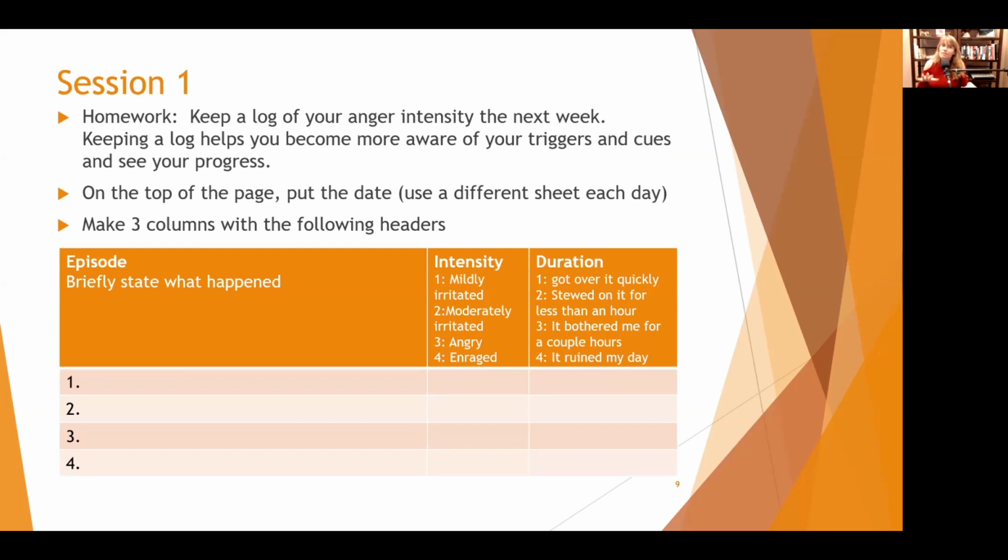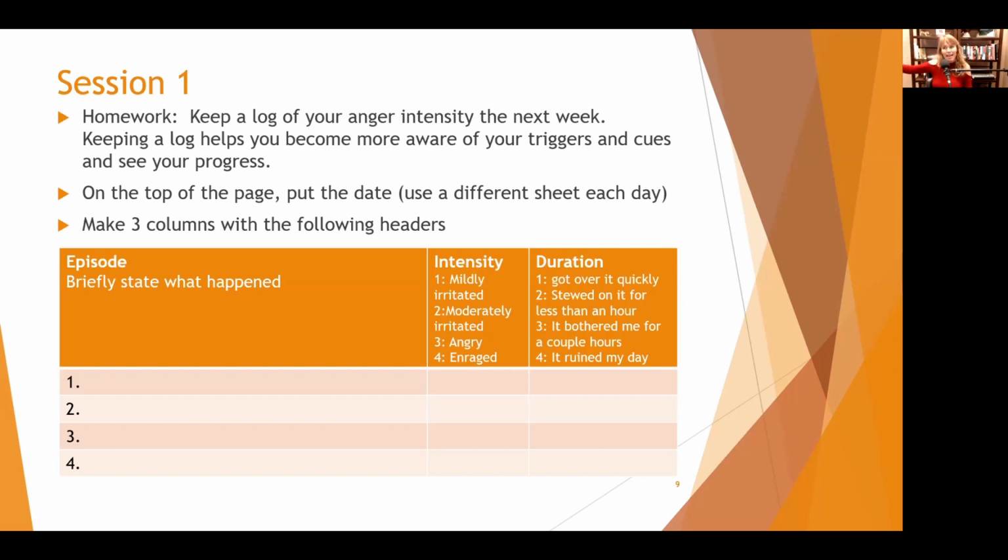After session 1 or 3, the first session you could actually do for 3 different sessions, but after you get through those, the homework is to encourage people to keep a log of their anger intensity over the week. Keeping a log helps them become more aware of their triggers and cues and see their progress. On the top of the page, put the date, just regular old notebook paper, and then make 3 columns. The first column describes the episode, what happened. The second column, they rate the intensity. Was it mildly irritated, which would be a 1, or enraged, which would be a 4, and then everything in between, as you can see.